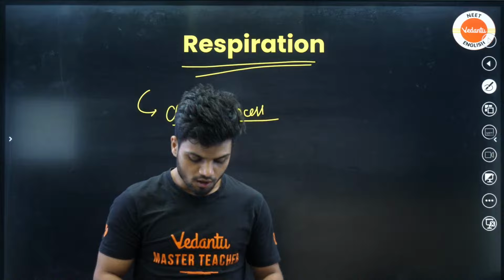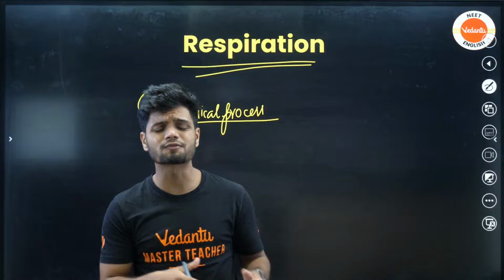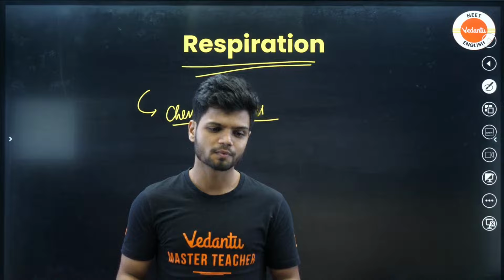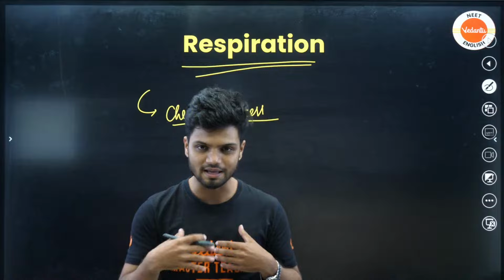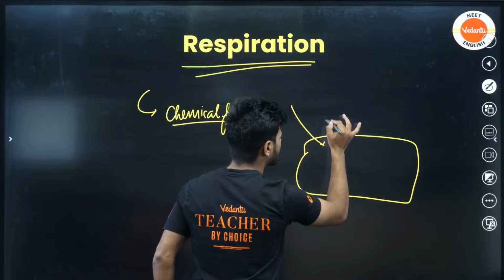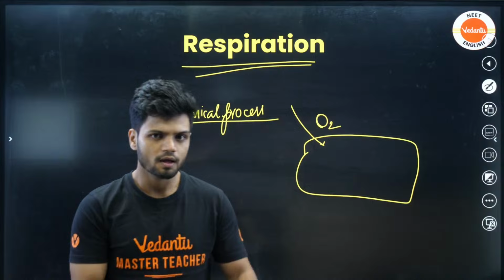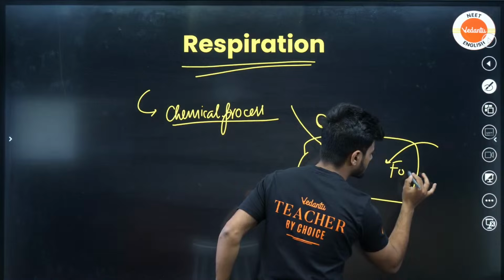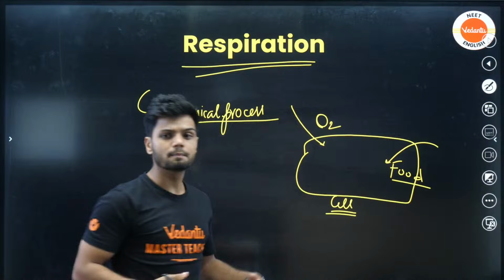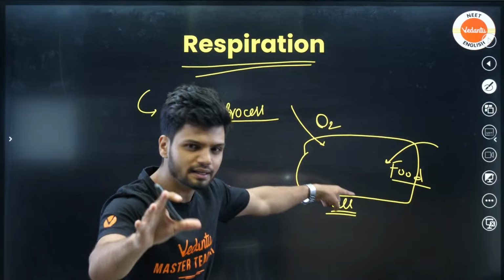We know from class 6, 7, 8, 9, 10 that when we breathe, we take oxygen inside. Yes, all of us know, we breathe in oxygen. Now what happens to this oxygen? When we breathe in the oxygen, there is food which is coming inside. This is a cell. When we breathe in, oxygen is entering each and every cell. The food which we eat is also entering a cell.